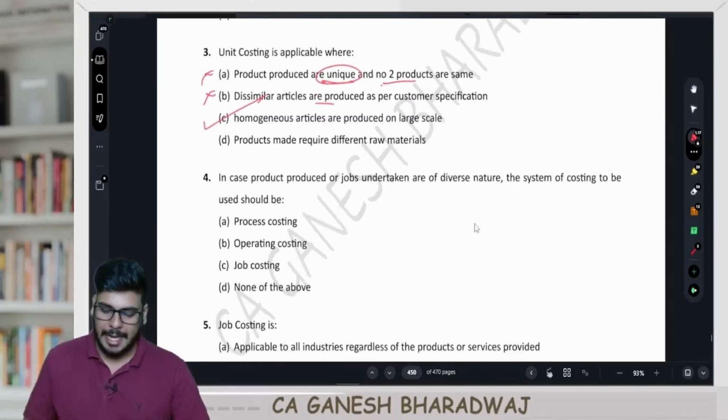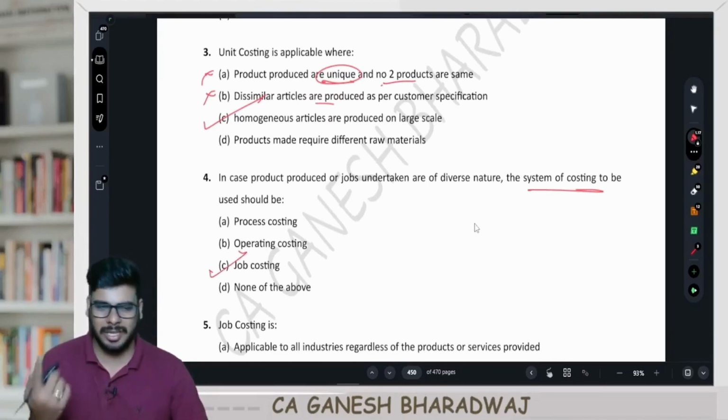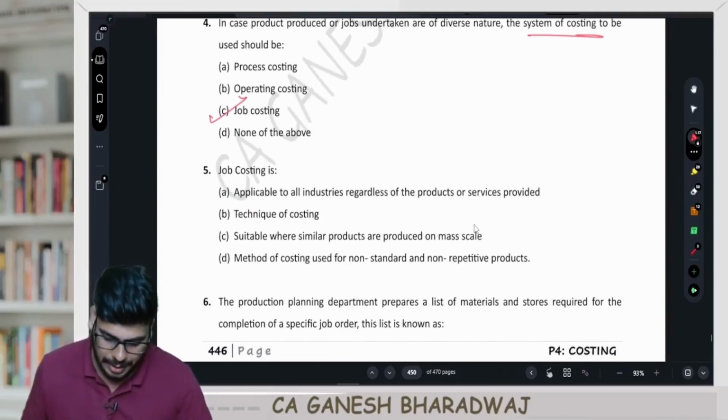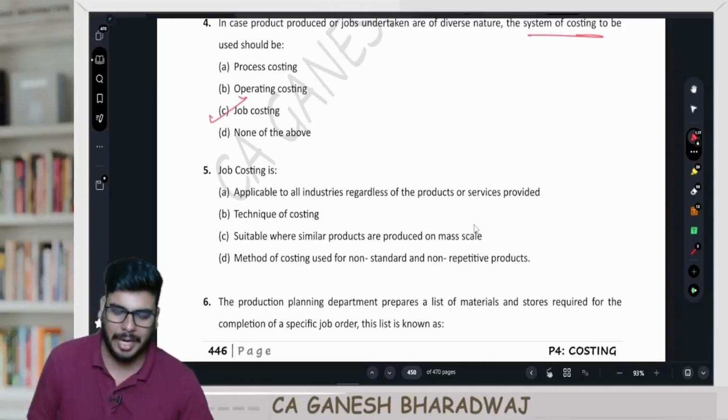Next one. In case products produced or jobs undertaken are of diverse nature. Diverse means what? Unique, different. Then which system of costing will you use? Yes, job costing. That's all. Clear with this? Now you are able to understand. Conceptually, if you understand, it's going to be very simple, guys. Next, job costing is applicable to all industries regardless of products or services provided. Is that the case? Guys, no. Is it a technique of costing? No.